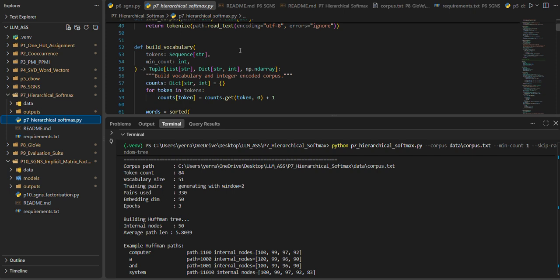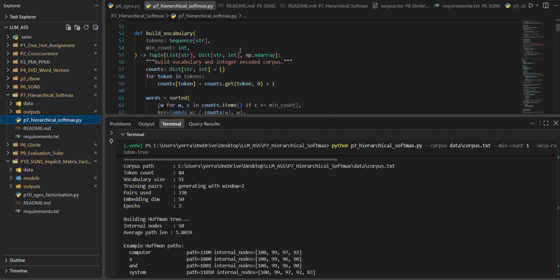Gradient implementation. The gradients are derived and implemented manually. For each internal node on the target word path, the model updates the internal node vector UI, the input or context vector VC. The implementation does not rely on automatic differentiation.